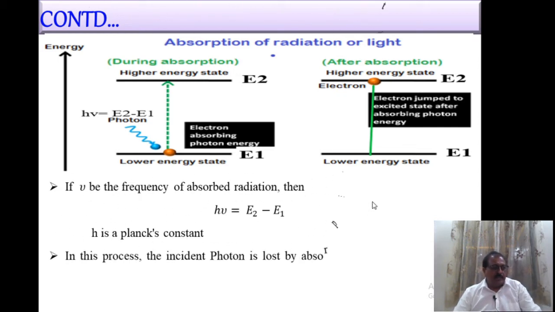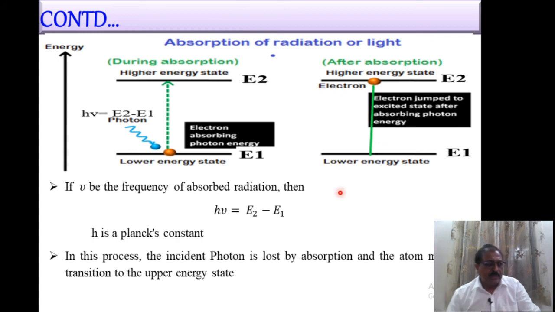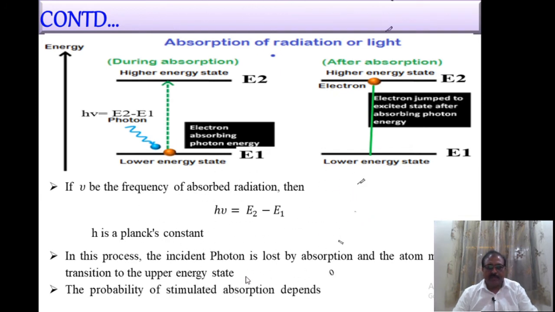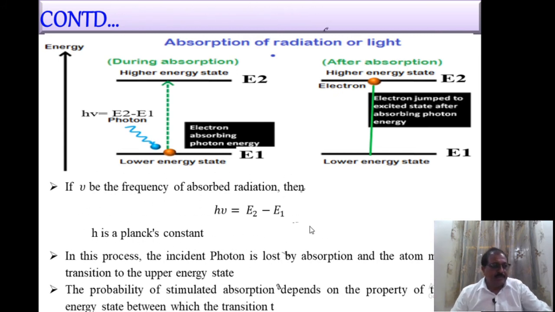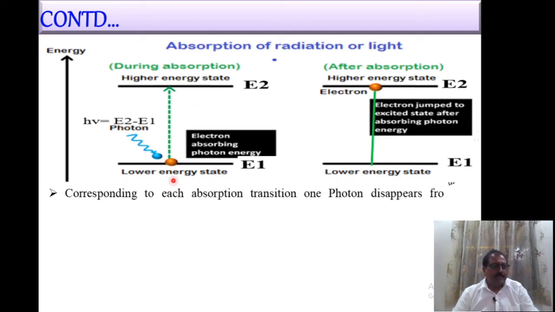The probability of the stimulated absorption depends on the property of the two energy states between which the transition takes place. The probability of stimulated absorption depends on what? The property of the two energy states between which the transition takes place. Corresponding to each absorption transition, one photon disappears from the incident light and one atom is added to the excited state, E2.